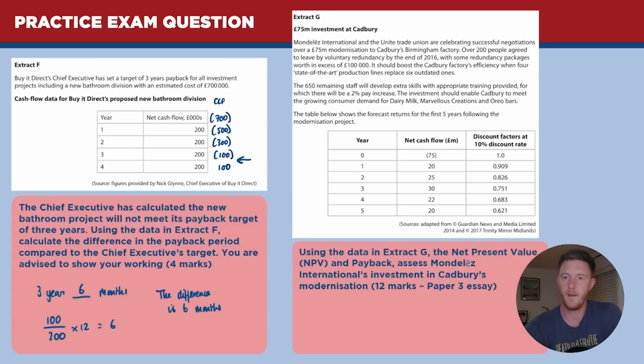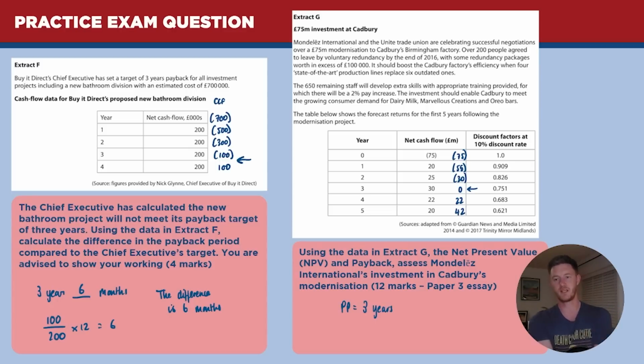For the second one, for Mondelez, I'm going to do the same thing here. I'm going to do this on the table. So our cumulative cash flow is going to be negative 75, negative 55, negative 30, 0, 22, and 42. The fact that it's 0 means it pays back at exactly 3 years. So the answer is just 3 years.